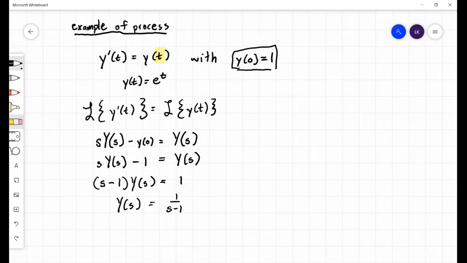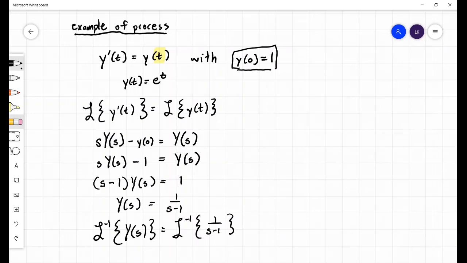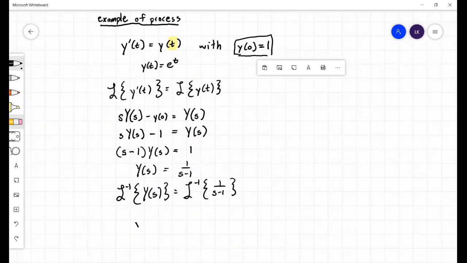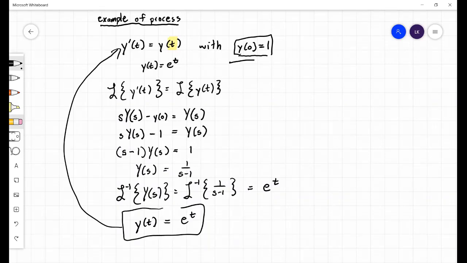So next we simply take the inverse Laplace. We take the inverse Laplace of both sides of this equation. And the inverse Laplace of Y of s is the corresponding function in domain t. So we get y of t. And the inverse Laplace of 1 over s minus 1, you will learn, is just e to the t. So we get a solution to the differential equation with the initial value. So that's the general idea.